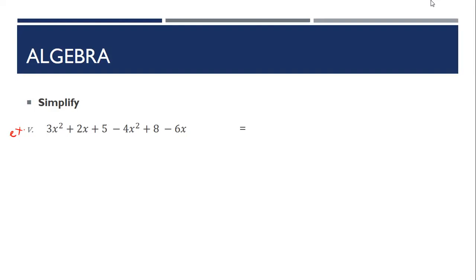We are getting the answer minus x square minus 4x plus 13. So what is the answer? That's good. Minus x square minus 4x plus 13.